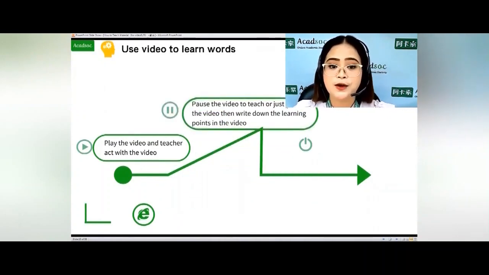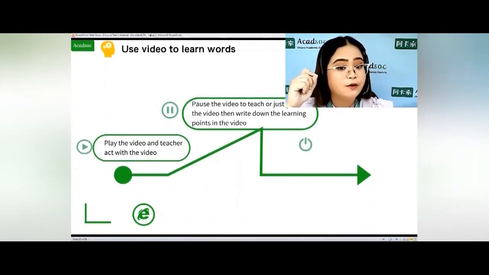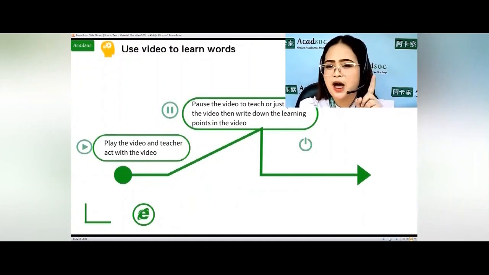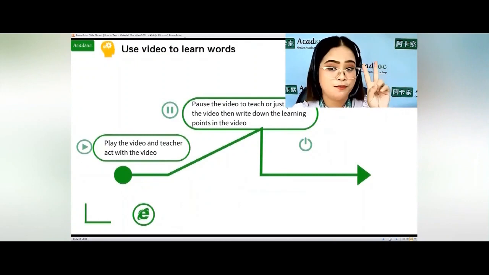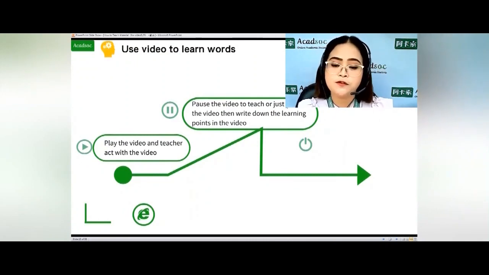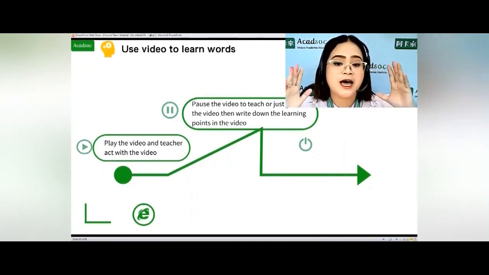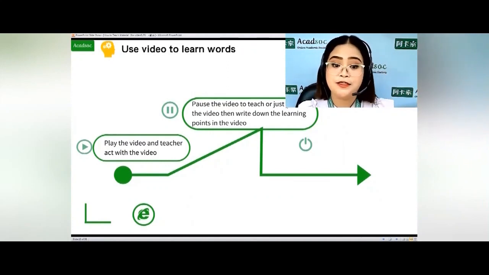We do have here, pause the video to teach, or just finish the video, then write down the learning points in the video. So guys, always remember, we can only play videos for 2 minutes, okay? If the video is only 2 minutes, you can finish the entire video and then talk about the learning points.